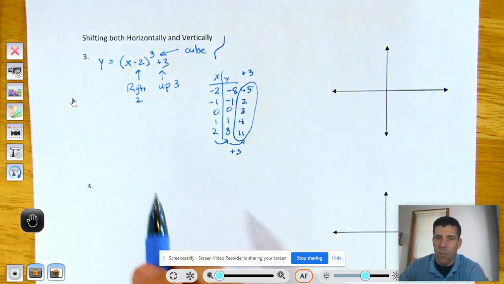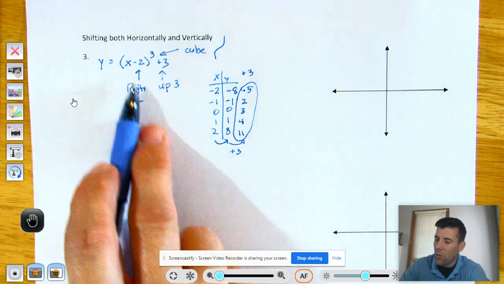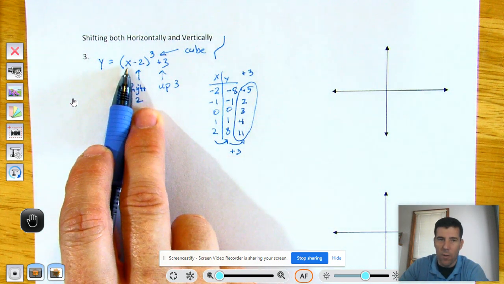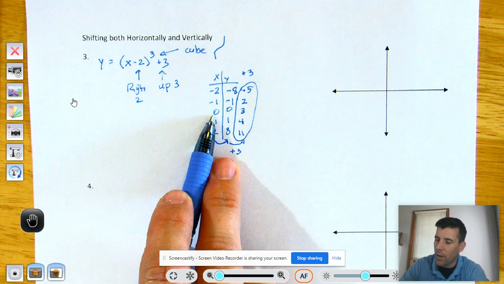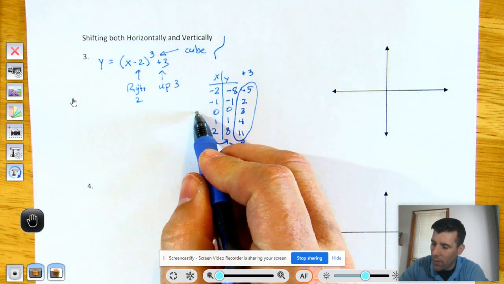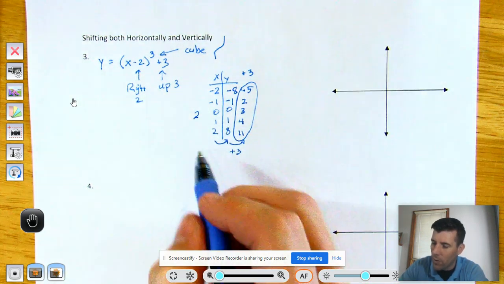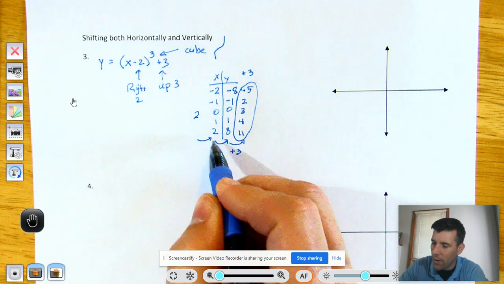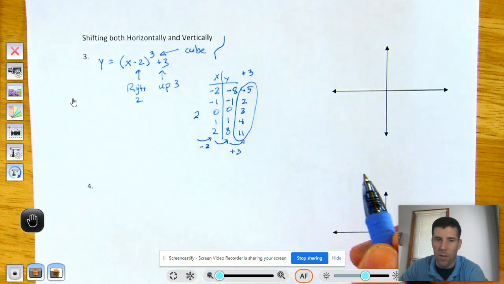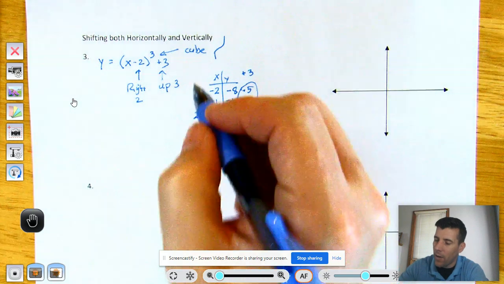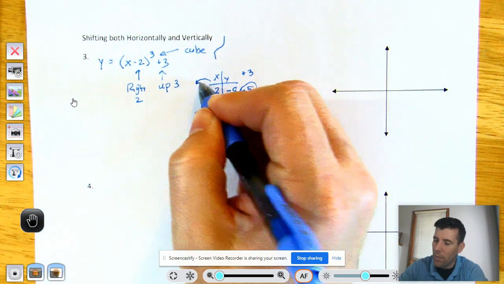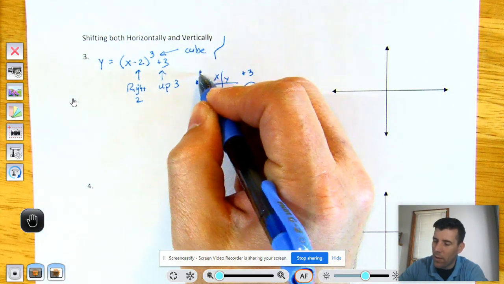But I'm not plugging in 2 to start with. See, if I plug in 2, I would get 0 cubed. Okay, so that's actually going to go right here. If I plug in 2, I get 0 cubed. Why is that? It's because I'm subtracting 2 from everything. So how do I go backwards and get my starting values? That'd be to add 2 to everything.